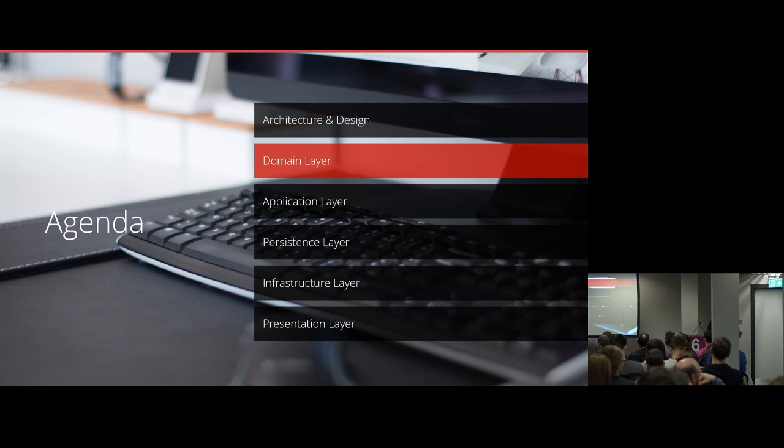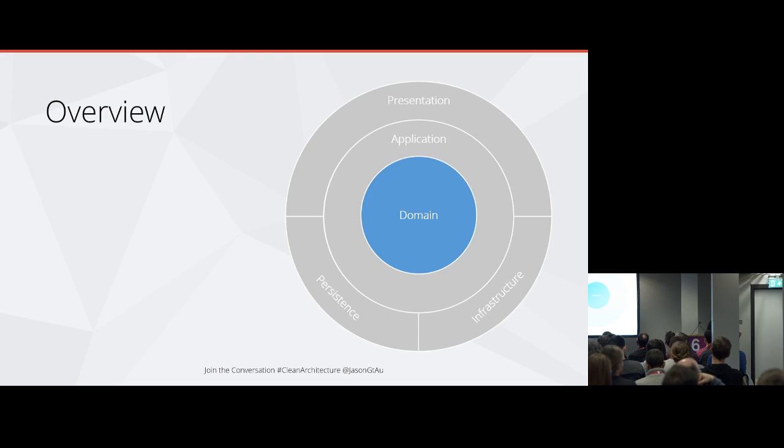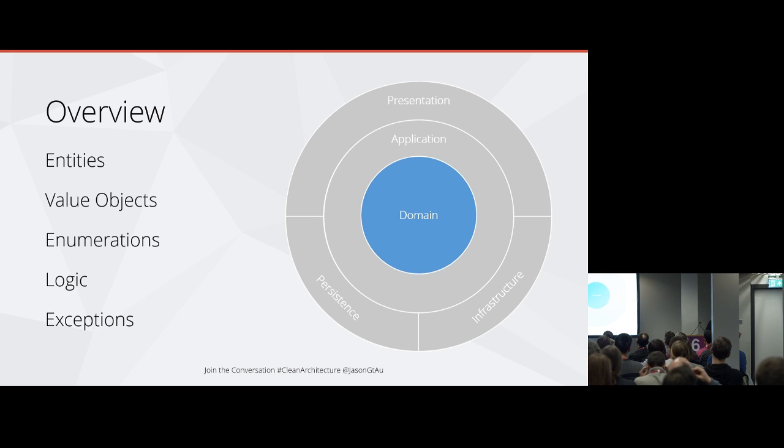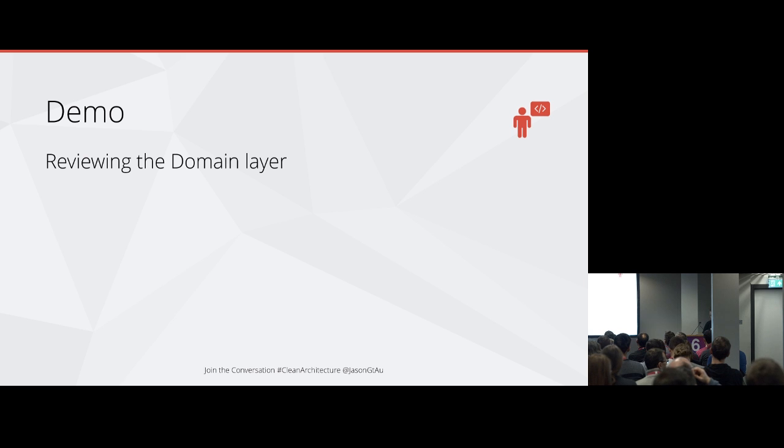So now we're going to look at each layer in turn, starting with the domain layer. In the domain, what would we expect to see? So we'll see entities, value objects, enumerations, logic, and custom exceptions. Let's have a look in the domain.